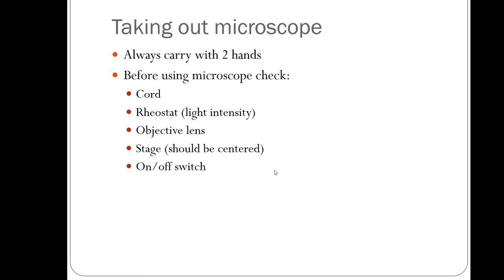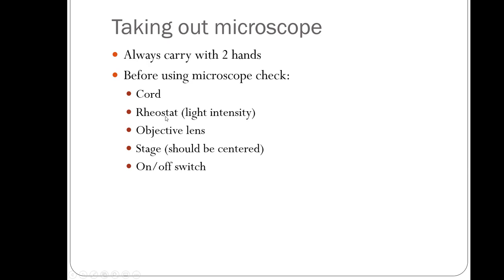So if you were to actually go to the cabinet and take out a microscope, these are some things that you should do. You always carry it with 2 hands. So there's a little place to put your fingers in the back of the neck of the microscope, and then the other hand goes under the base. And then you want to check before you use it, you want to make sure whoever used it before you put it away correctly.